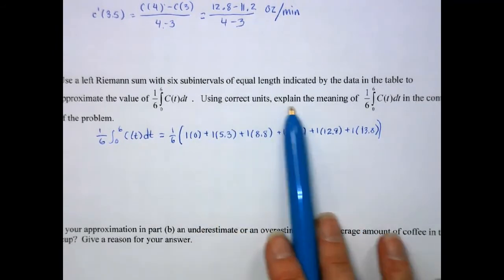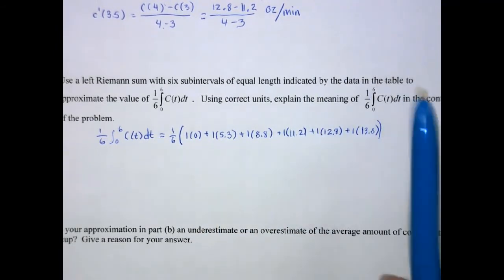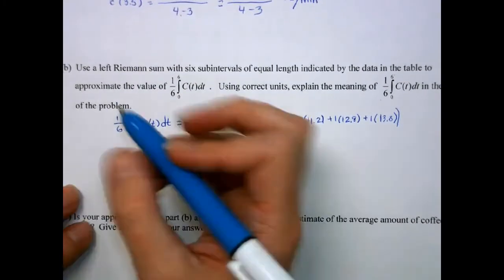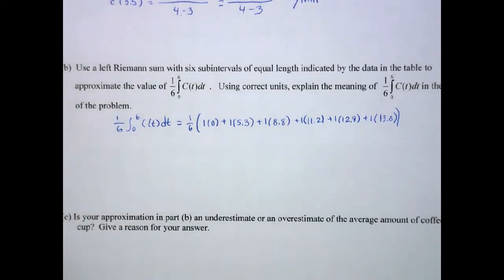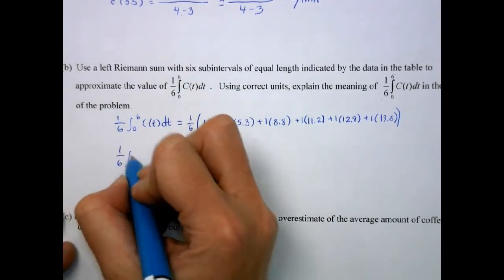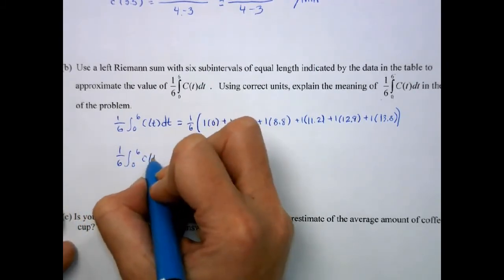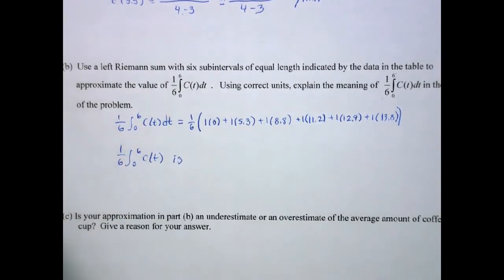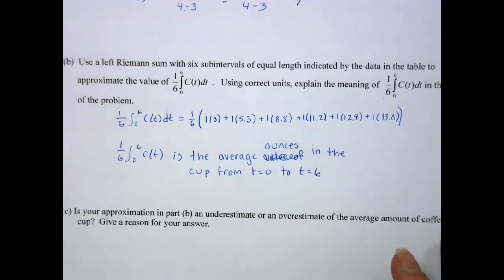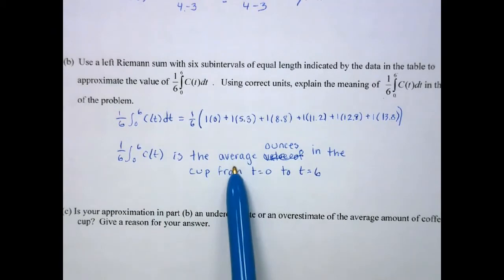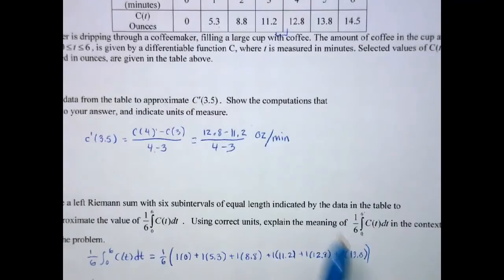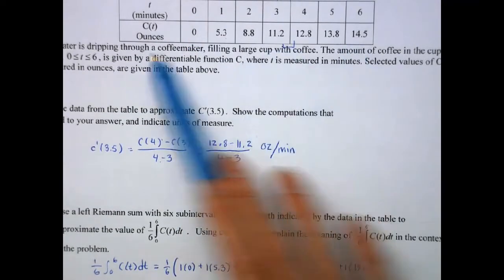This part, using correct units, explain the meaning of this. Well, 1/6 times the integral from 0 to 6 is the average value formula. So what this is giving me is it's adding up all the different heights and dividing by 6. The units are going to be whatever the units of c are, which is ounces. So this is going to be the average number of ounces in the cup from t equals 0 to t equals 6. This number is going to be somewhere in between 0 and 14.5. It's the average of those values.